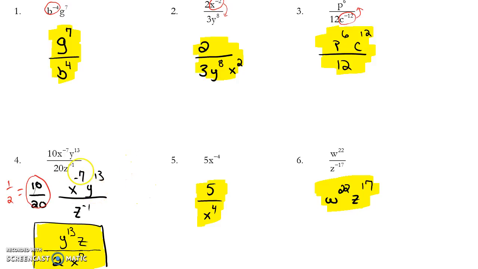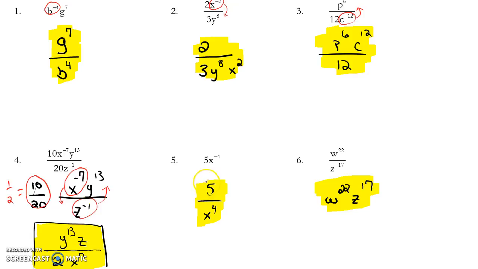The variables I treat separately. The x goes to my denominator because it's a negative 7. The z goes to my numerator because it's a negative 1. Again, I can write the 1 here if I want, but I don't need to. The y to the 13th was in the numerator. It stays. It was not a negative exponent.